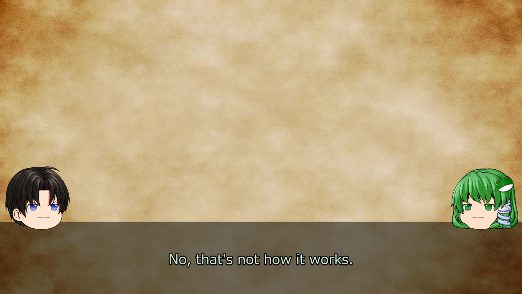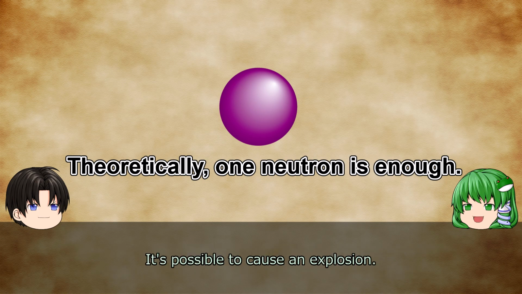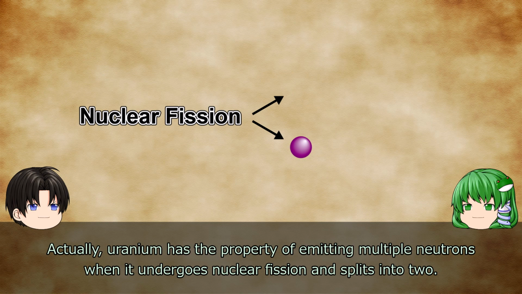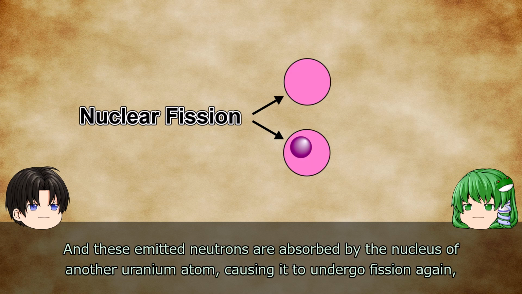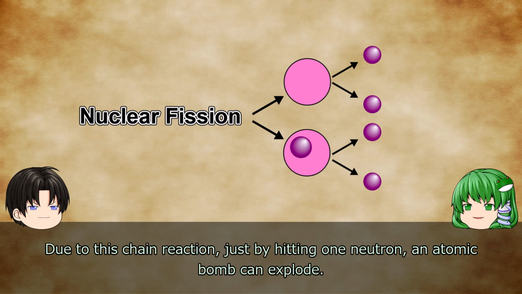No, that's not how it works. Theoretically, with just one neutron, you can trigger nuclear fission in all the uranium and cause an explosion. It's possible to cause an explosion. What do you mean? Actually, uranium has the property of emitting multiple neutrons when it undergoes nuclear fission and splits into two. And these emitted neutrons are absorbed by the nucleus of another uranium atom, causing it to undergo fission again. This repeated process of neutron emission and absorption in uranium nuclei triggers a chain reaction. Due to this chain reaction, just by hitting one neutron, an atomic bomb can explode.